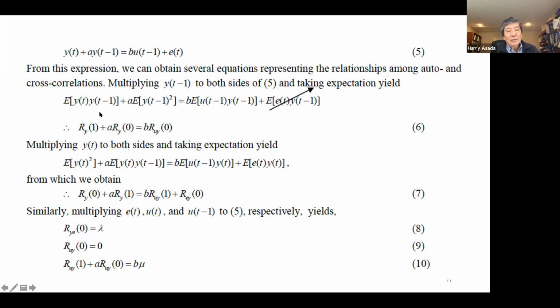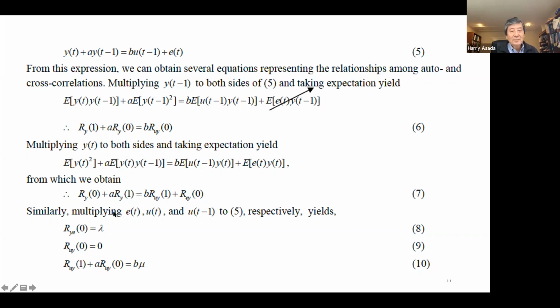So, autocorrelations: the time difference is 1, so R_y(1). The time difference is 0, so R_y(0). This one, u to y, the time difference is 0, so b times R_uy(0). Okay, we get one equation. Now, similarly, we multiply y_t to all terms here and do the same, y_t squared, y_t y_{t-1}, and you get this equation.